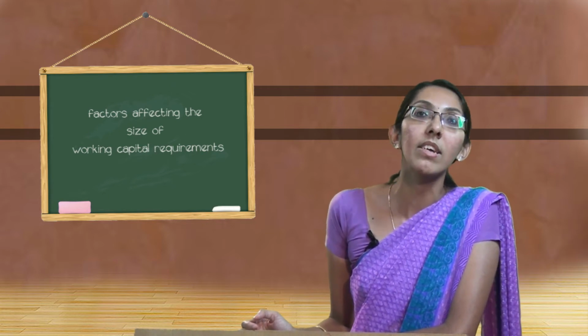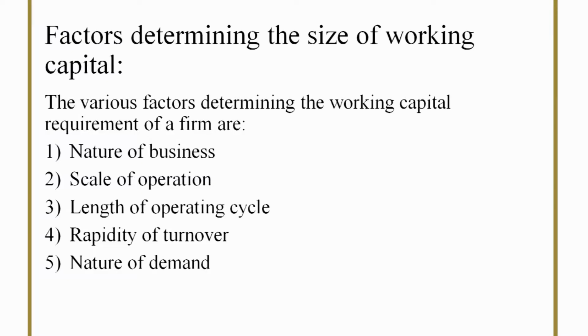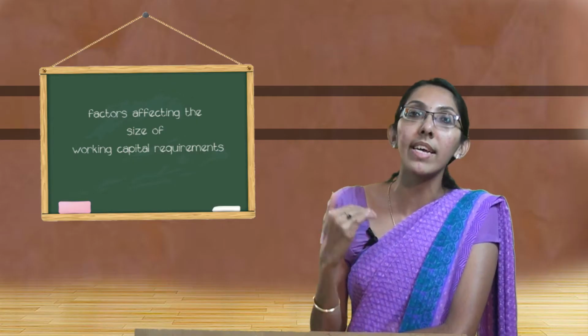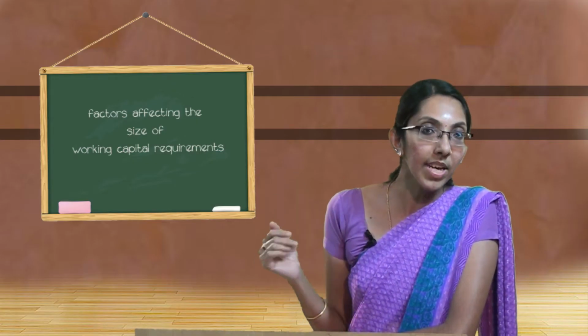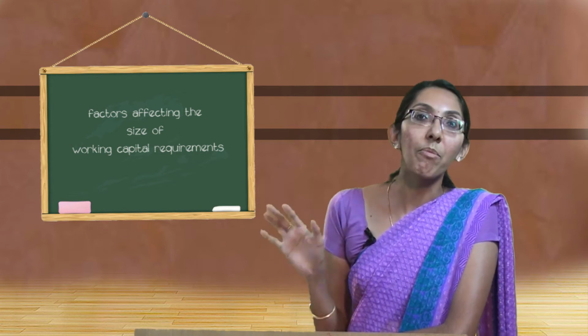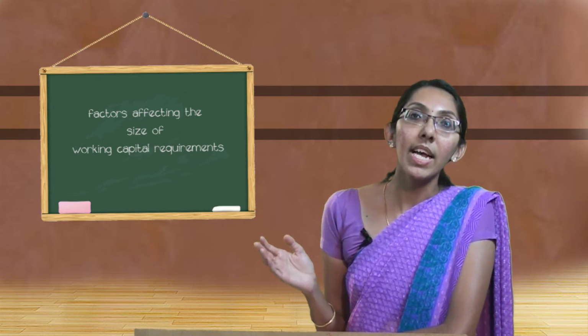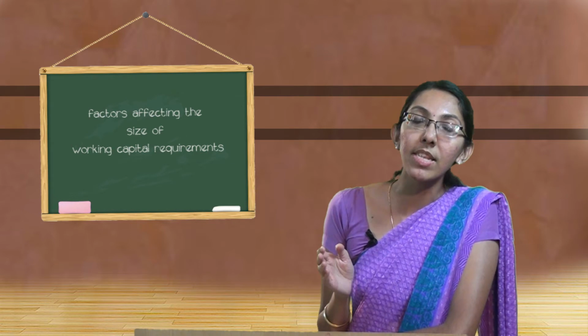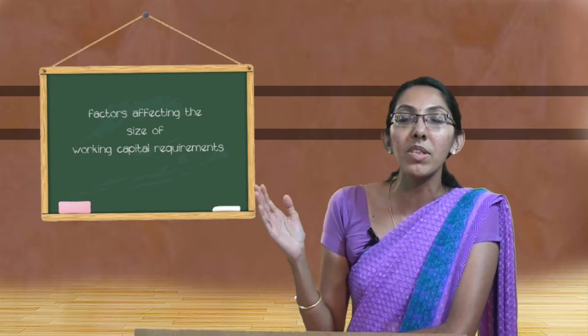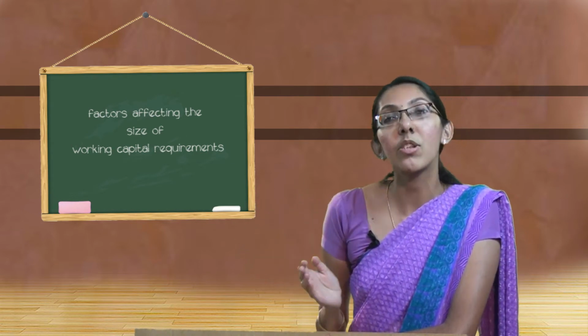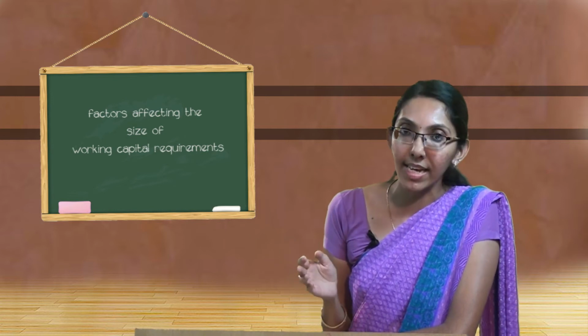The next factor to be considered is the length of the operating cycle. That is the time required to convert cash into raw materials, and then the raw materials into semi-finished goods and semi-finished goods into finished goods, and again converting the finished goods into cash. When the length of the operating cycle is more, the working capital required is also more because cash will be blocked in these forms for a longer time duration. So the working capital requirement also increases.